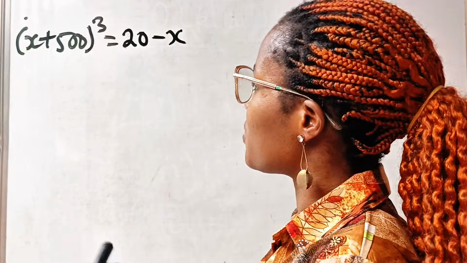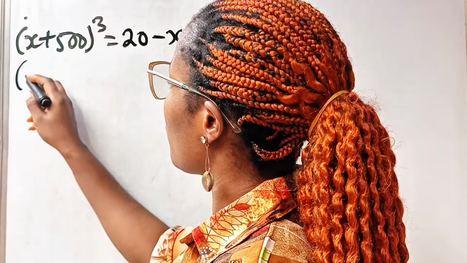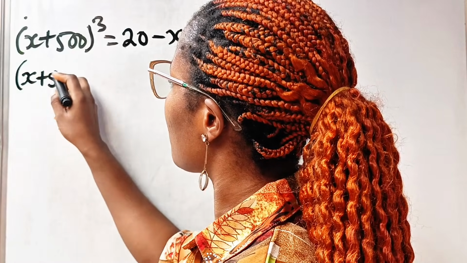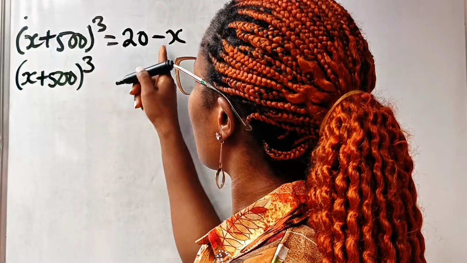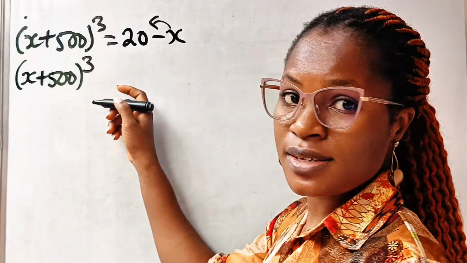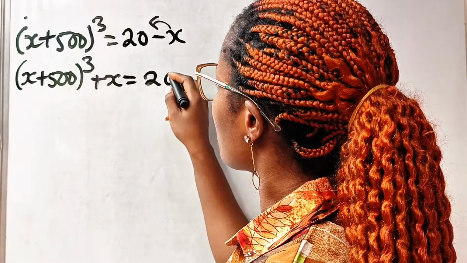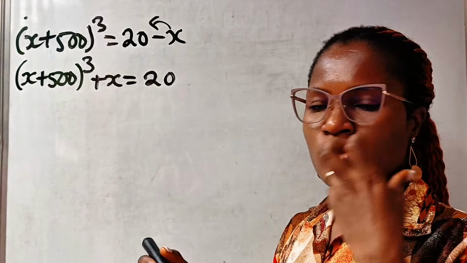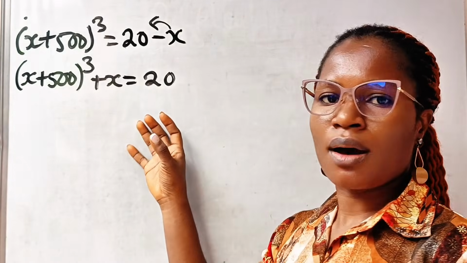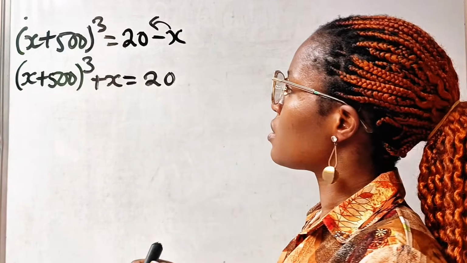The first thing we need to do here is simple. Let us bring this x to the other side. So we have plus x is equal to 20. You need to have in-depth knowledge of algebra and manipulations to get this.